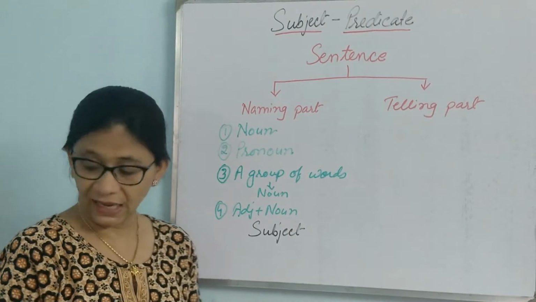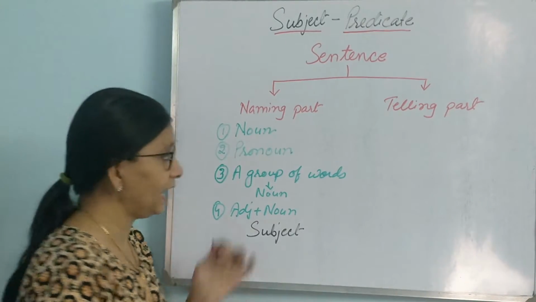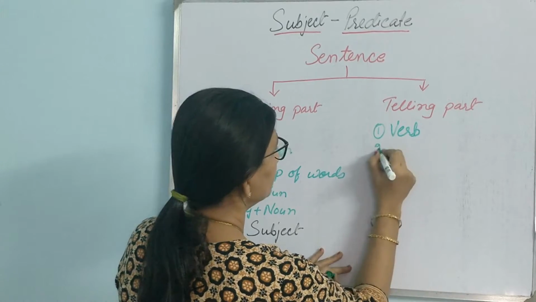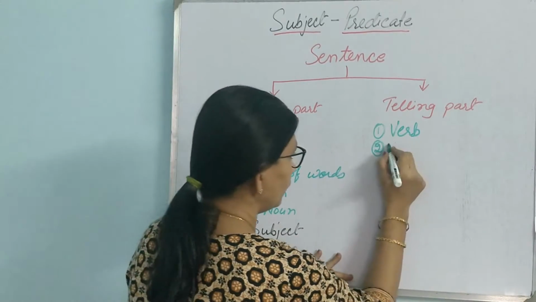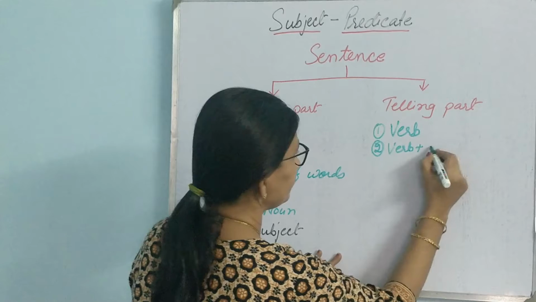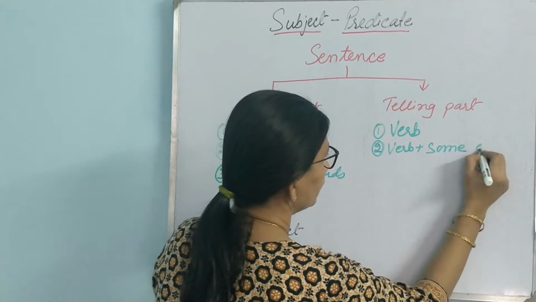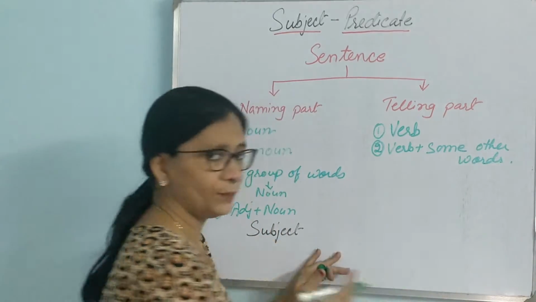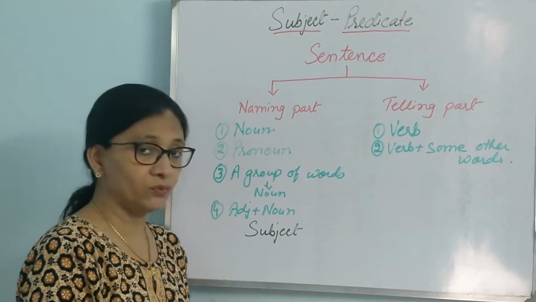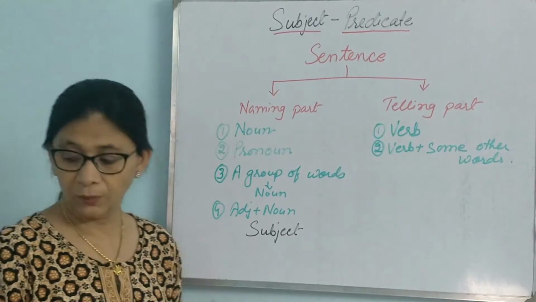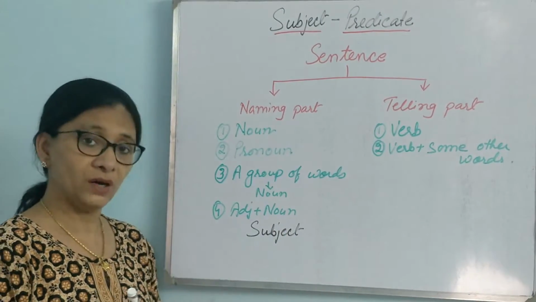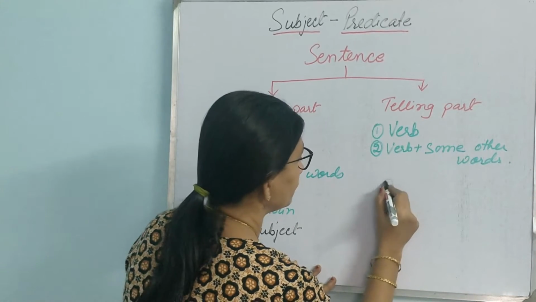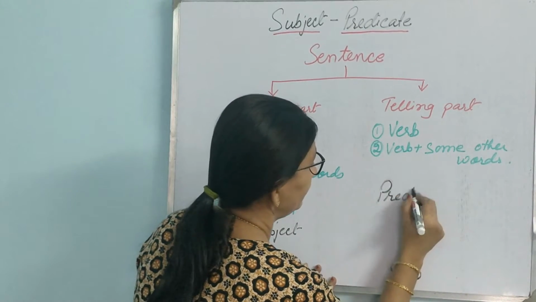Now, let us talk about the telling part. Telling part can be a word, or it can be a word plus some other words. The word can have some other words also, but a verb will be there. This is a must. Now this telling part is known as the predicate.